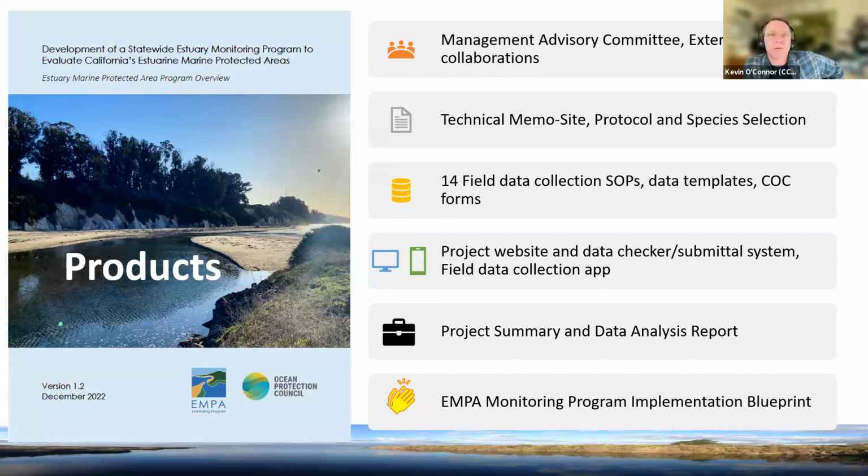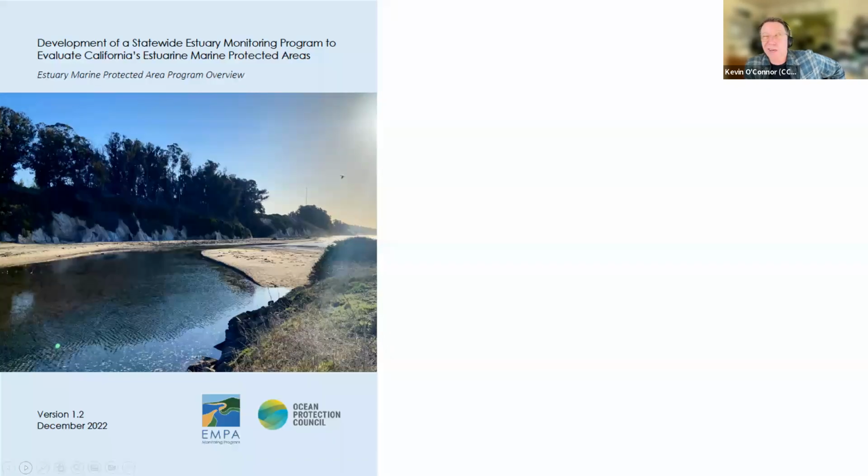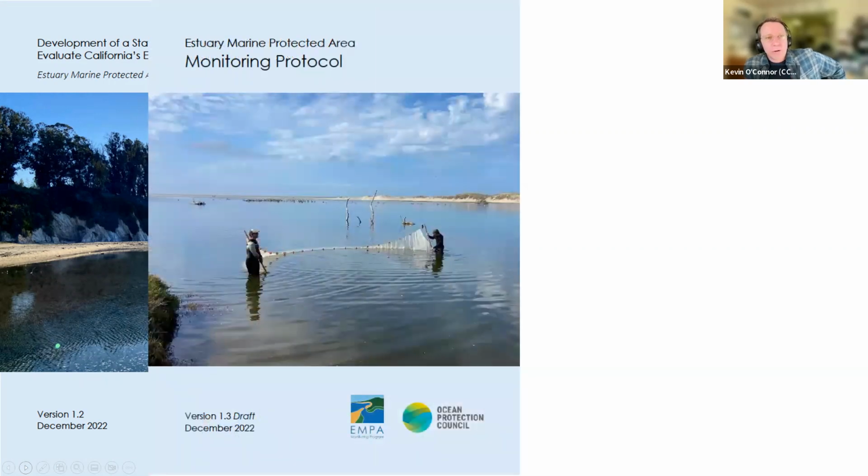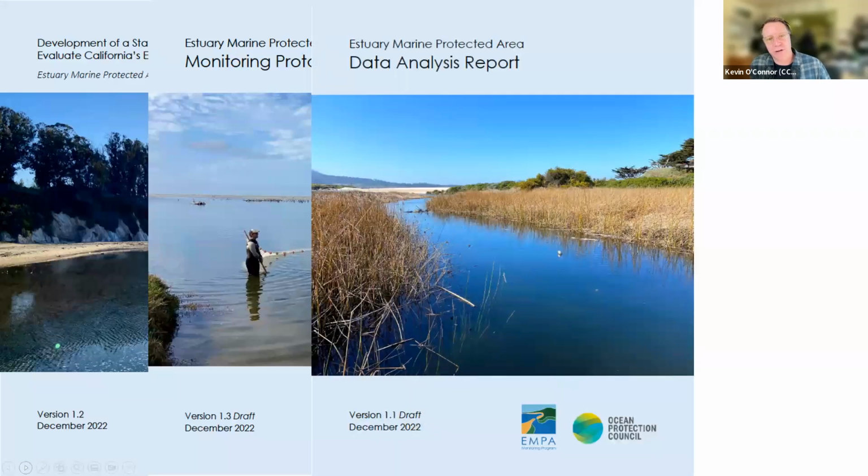A suite of products was developed as part of this initial development process: a tech memo, the various SOPs, data templates, COC forms, the website, the data tech system, and then our various reports: the project summary, the data analysis report, and the program implementation blueprint, all of which have been finalized this week, I believe, and will be uploaded to our website and DataONE. So we put together 4 different reports, one focused on the development process, one focused on the data analysis, one focused on implementation, and one the actual SOPs. So 4 individual reports.